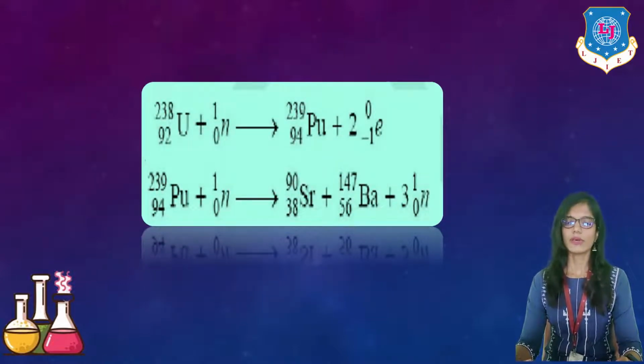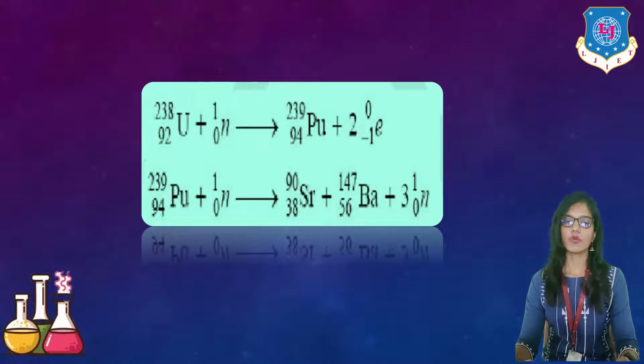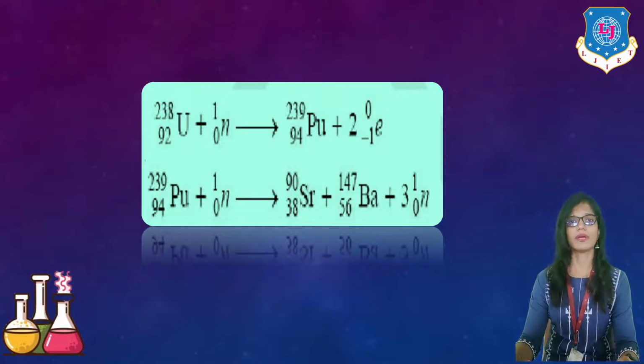Now, as you can see here, the reaction carried out is uranium-238, atomic number 92, bombarded with a neutron, symbol 0 and 1. It produces plutonium-239, atomic number 94, and 2 electrons, the symbol of the electron being -1 e 0. Now that plutonium-239 is again bombarded with a neutron, which will produce Sr-90, atomic number 38, plus Ba-147, atomic number 56, plus 3 neutrons. And in this manner, it will continue to give us energy.